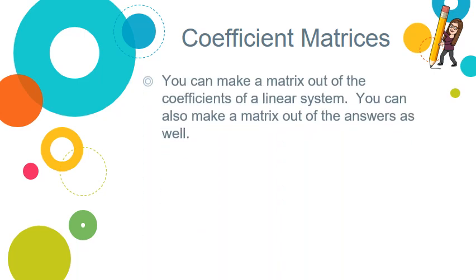So first of all, talking about coefficient matrices. You can make a matrix out of the coefficients from a linear system. So coefficients, keyword, right? The number in front of our variables. You can also make a matrix out of the answers as well.